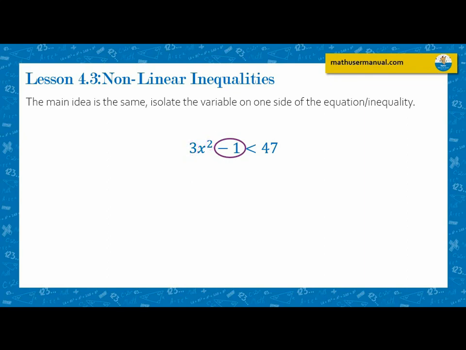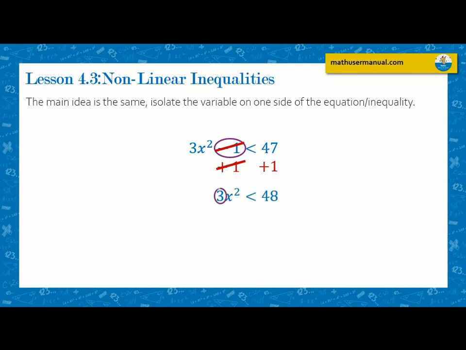We already know the inverse operation of a -1 is a +1. So the ones cancel. We must also do +1 on the right side of the inequality. Then 47 plus 1 equals 48.